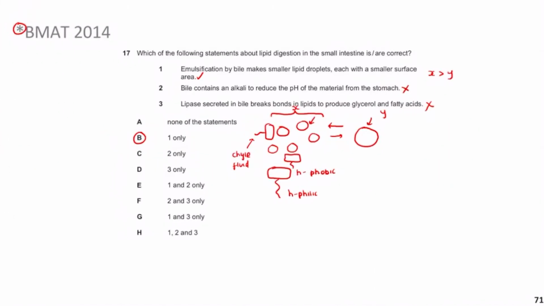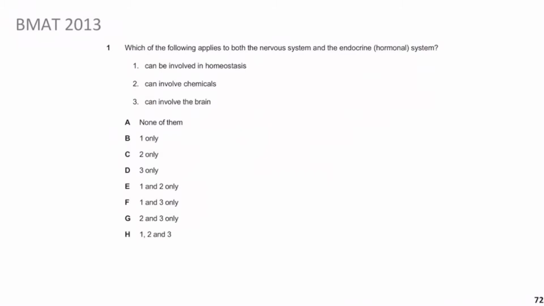All right, guys, so welcome back. Previously we looked at BMAT 2014, the starred question 17, to do with digestion, and in particular the digestion of lipids. So hopefully that idea of bile and lipase has all made sense. But now we move on to BMAT 2013 question 1. It says, which of the following applies to both the nervous system and the endocrine hormonal system? So guys, pause the video, give yourself a minute, and make sure you're back after that minute. We'll be going back through the solution.